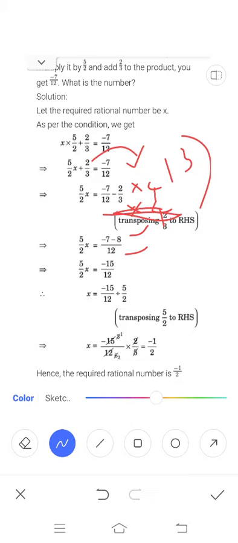So 5 by 2 x is equal to minus 15 by 12. Now you can cancel numerator. 5 1 times. 15, how many times in 5's table? 3 times. Then the denominator can be cancelled. 2 1 times. 12, how many times? 6 times. So now again you can cancel this 3 and 6, numerator and denominator on the same side. 3 1 times, 6 2 times. So what is your answer? x is equal to minus 1 by 2.